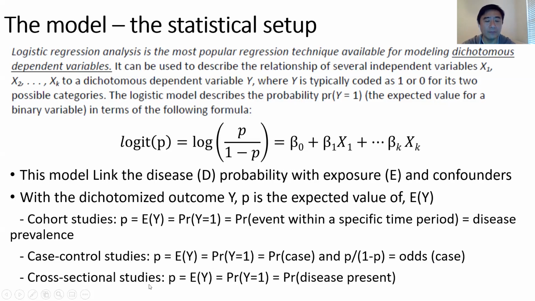In the cross-sectional study, which is a study at a certain time point, like a snapshot of the time period without any follow-up, this probability p, again, is the expectation of your event y, equal to the probability of y equal to 1. And this p is the probability of disease present. Because we do not have a follow-up, we cannot define this as prevalence. It simply tells you, at a specific time point, the probability that the disease is present in your study population.